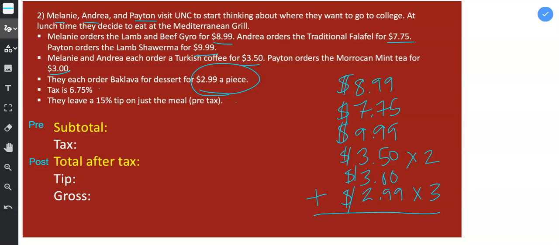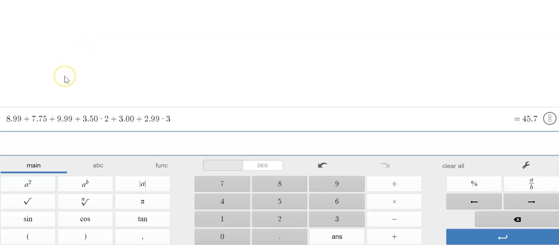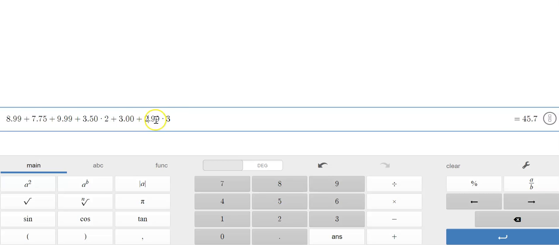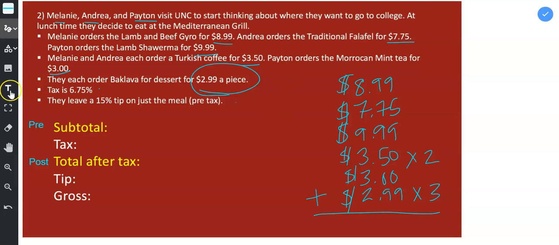So I've totaled everything, so let me go over to my calculator. Take a look at what I typed into the calculator. These were the 3 meals, and then this was for the Turkish coffee. I multiplied that by 2, because 2 of them got the coffee. That's the $3 for the Moroccan tea, and then I also multiplied the $2.99 times 3 because they each got a dessert for $2.99. So the total comes to 45.7, and with money you need 2 decimal places, so I'm going to write this as $45.70. 0.7 means 70 cents. And that is the subtotal, the total pre-tax, before tax is added.